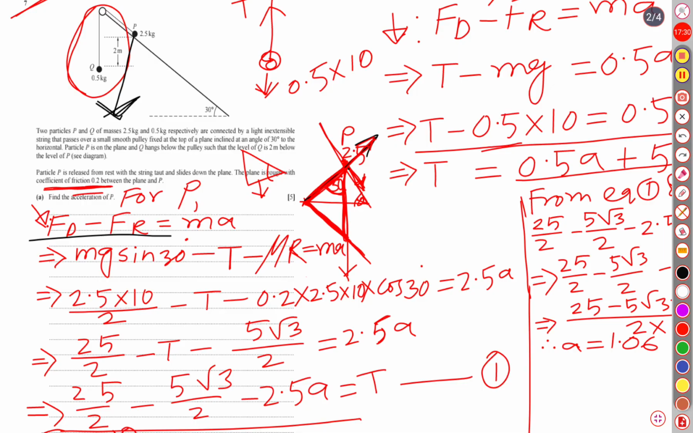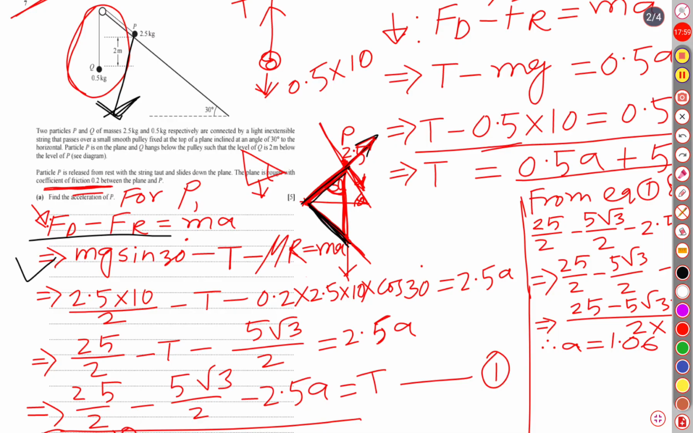So how did we write? We have written first the weight, and if we resolve it, look at this, this is actually now our vertical line. Though this is horizontal, parallel to the plane, in terms of this triangle it is a vertical line. That's why it is mg sin 30. Minus tension, it is pulling it back. That's why it is a negative force, we are subtracting.